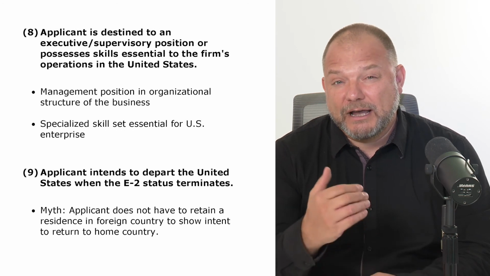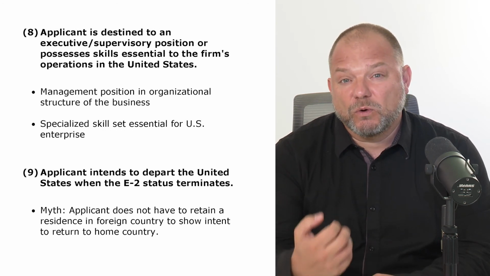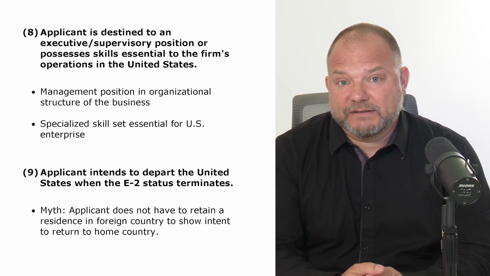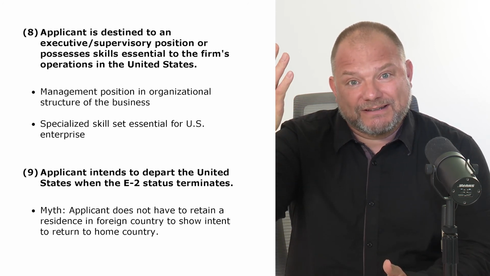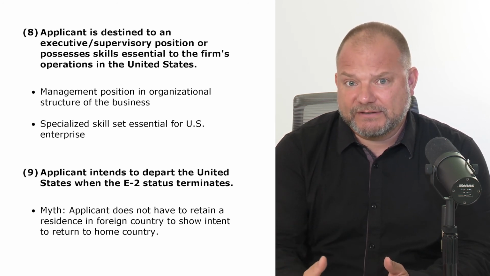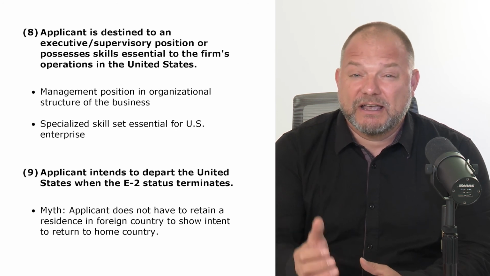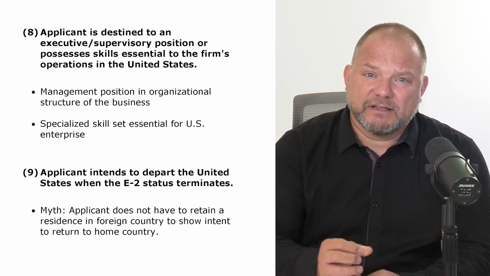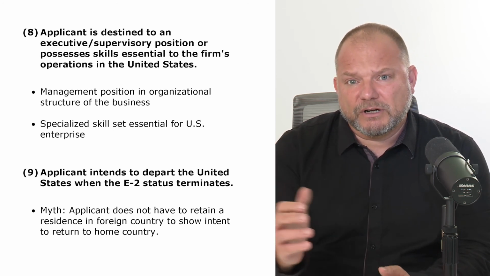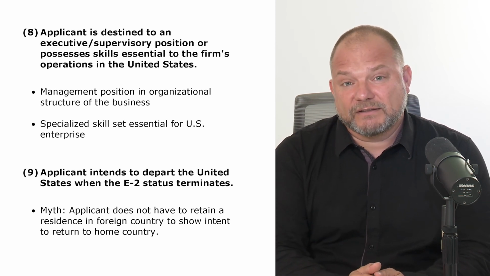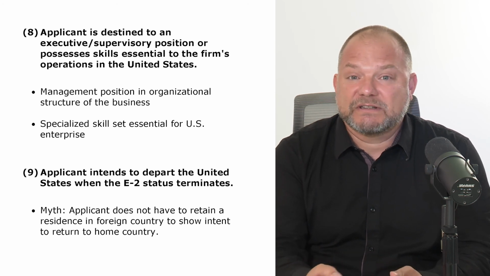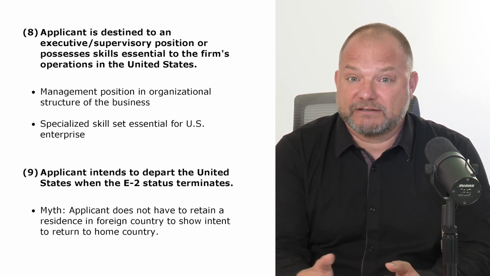Requirement number 8. The applicant has to be either an executive or an essential employee with a special skill set that is necessary in the business in the US. An executive is someone who is in the organizational structure of the business, someone who can make managerial decisions, major business decisions in the business. An essential employee is one that possesses specialized skills that are crucial for the success of the business in the US, either through prior work experience or a special skill set, engineering degrees, etc.